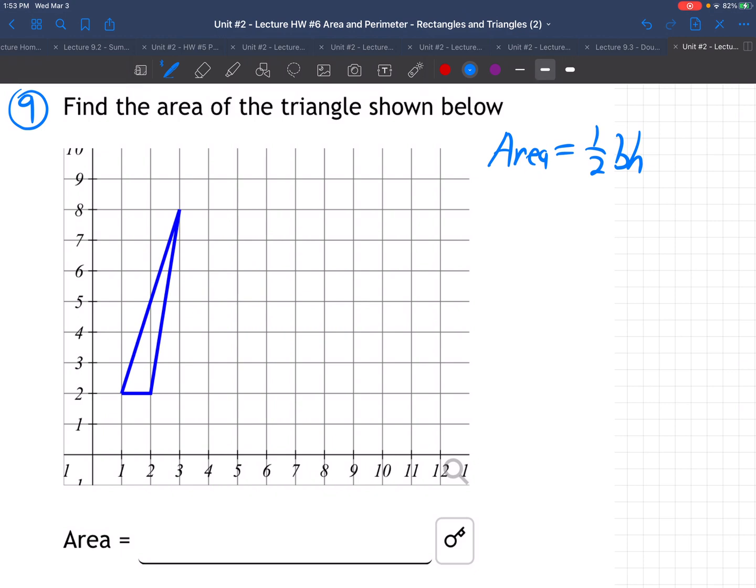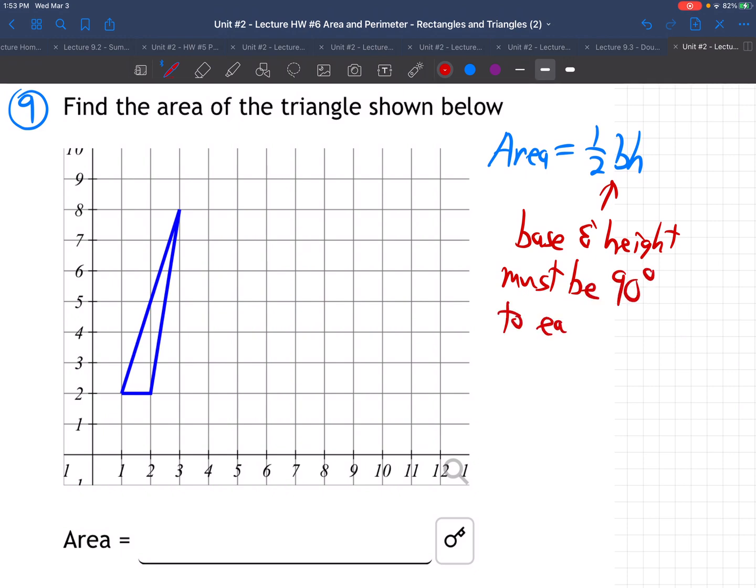From the exam notes. Now, this problem is a great one to see what is base and height. Base and height must be 90 degrees to each other. Right? Think about it.